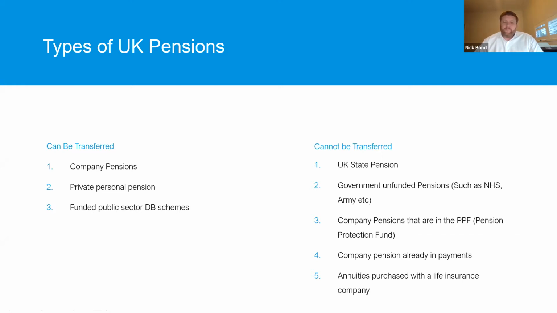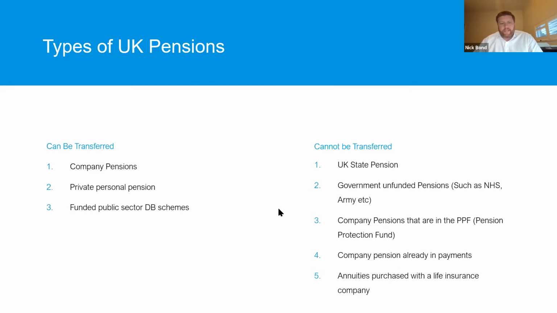Private pensions where you may have set up a contract with an insurer such as Aviva or Prudential and you're making contributions or have made contributions into that. And also any public sector defined benefit schemes or final salary schemes that are funded. And by that I mean there's a pot of money to support all the members of that existing scheme. They can be transferred. So what cannot be transferred?